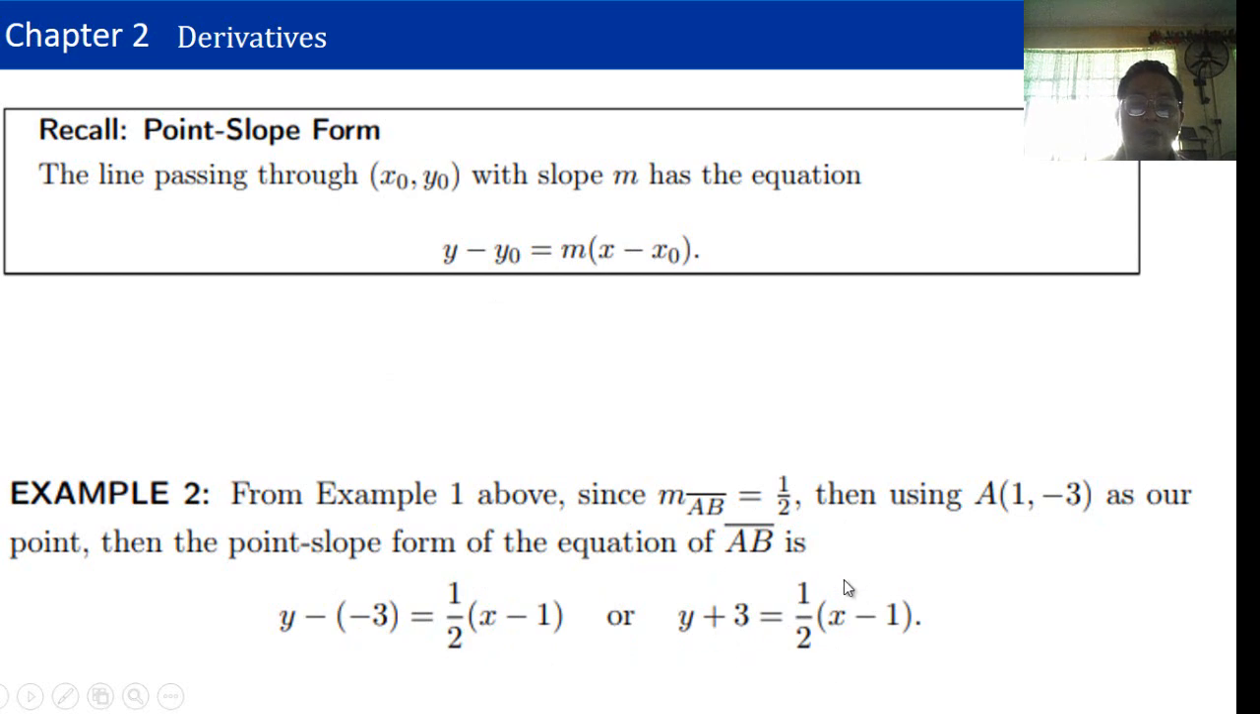If you're going to simplify this one, then you have y equals 1/2 x minus 1 minus 3, minus 1/2, minus 3, or minus 3 minus 1/2. So that is y equals 1/2 x minus 7 over 2. Okay, because that is 3.5 negative.